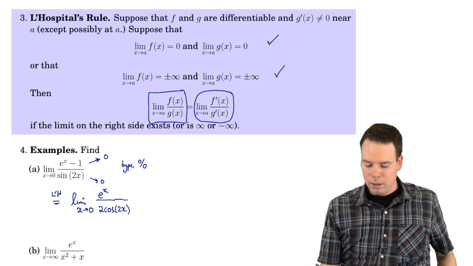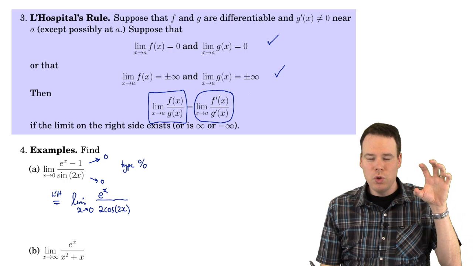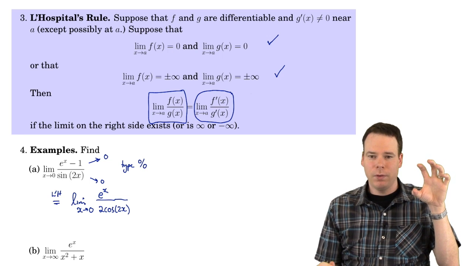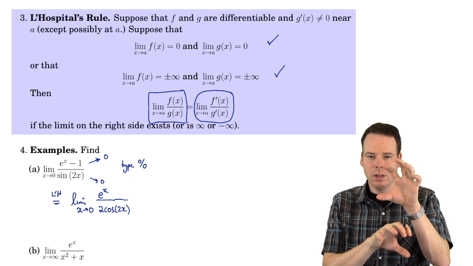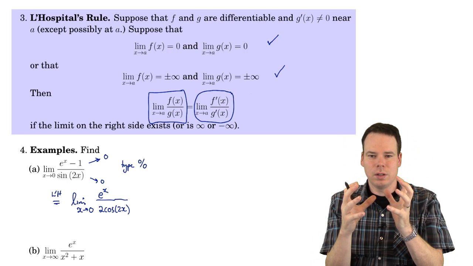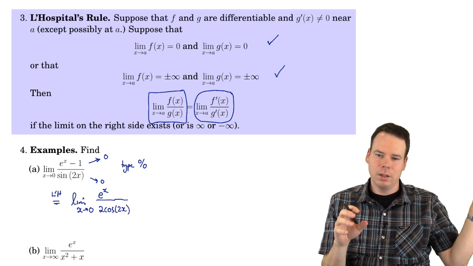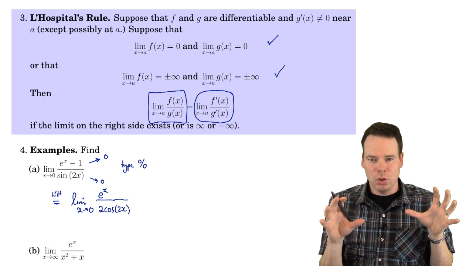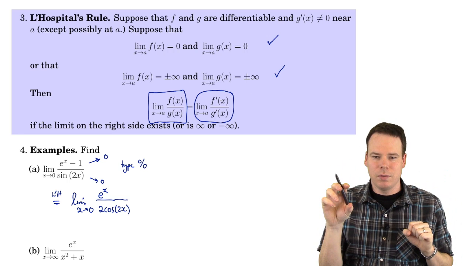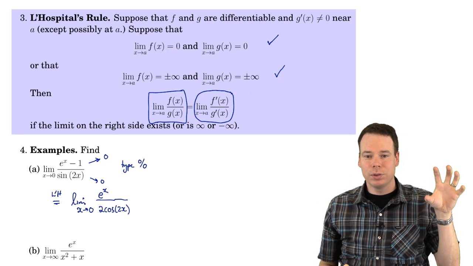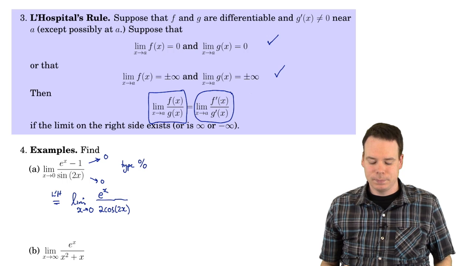This is saying that you want to look at the limit of the ratio of f over g, take the derivative of f. That's your new top function. Take the derivative of g. That's your new bottom function. So we've constructed this new function from the old one, but in such a way that the limit of this new function, f prime over g prime, is actually equal to the limit of the old function, f over g.